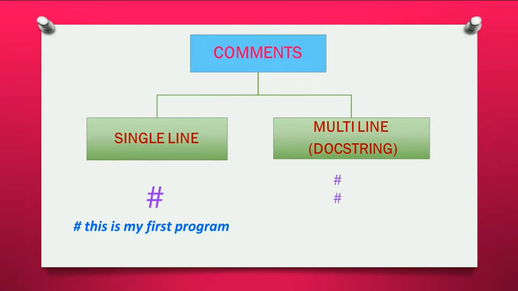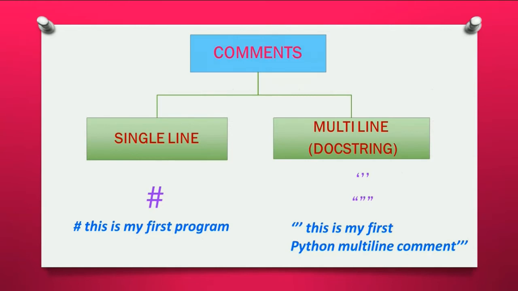Now, multi-line comments can be expressed in 2 ways. One, each line can be preceded by a hashtag, like this: # This is my first Python program. Before each line, a hashtag can be used, or else we can use triple quotes, either triple single quotes or triple double quotes, like this: this is my first Python multi-line comment. It begins with triple quotes and it also ends with triple quotes.